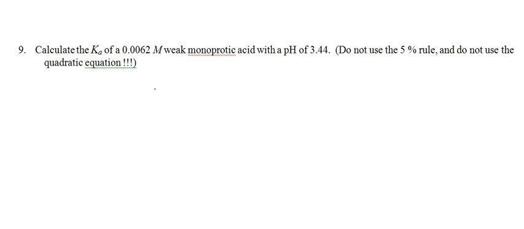Number 9. It says calculate the Ka of a 0.0062 molar weak monoprotic acid with a pH of 3.44. Question says do not use 5% rule and do not use the quadratic equation. Now here's what caused a lot of you to freak out. Monoprotic. Now again, if you're not sure about a term, go back and look in your notes. I put monoprotic at the bottom of the sheet on the first day. Monoprotic. Mono meaning one, protic meaning proton. One proton. Remember that a hydrogen ion is a proton. It's a proton with no electrons, so that's what a hydrogen ion is, a proton, period.